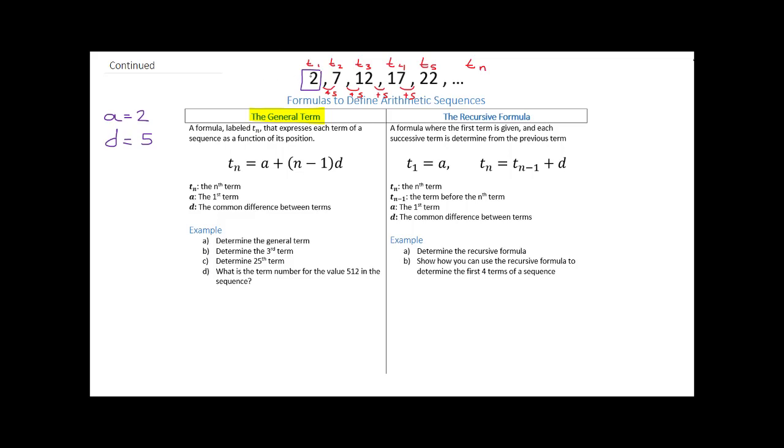All right, so let's go through some kind of examples here for this one, some basics, right? So the first thing, a says, determine the general term. So I'm looking at a down here. So I'm just going to move this page up.